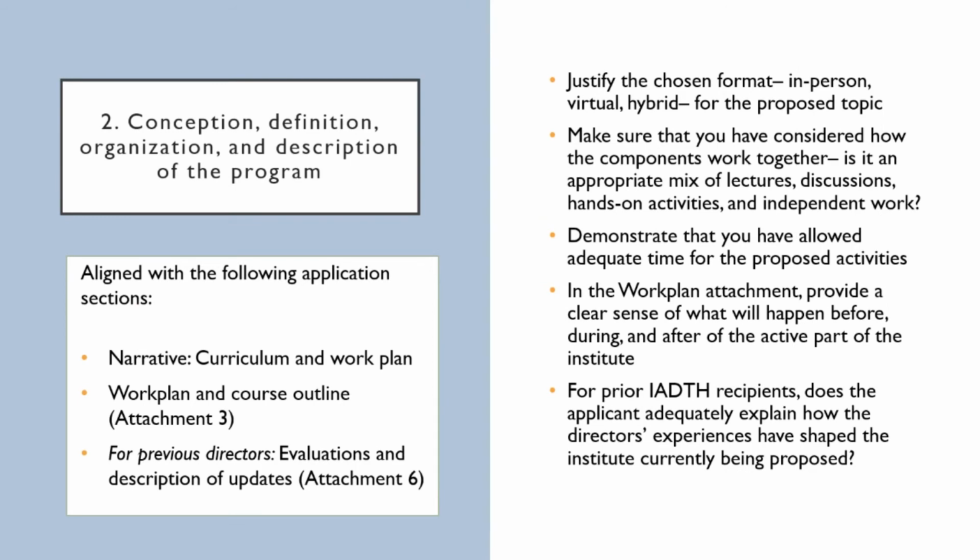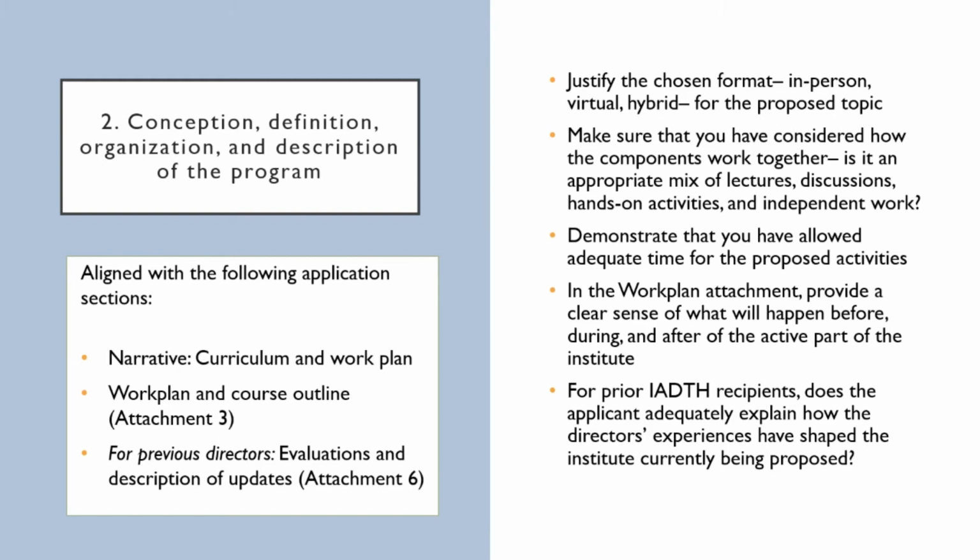Criterion 2 addresses the conception, definition, organization, and description of the program. It's the what of the proposed offering. In the narrative's curriculum and work plan sections, as well as the separate work plan and course outline attachment, you'll need to justify the chosen format, in-person, all virtual, or hybrid, for the proposed topic. If you're going to be offering it at multiple sites, have you thought about who might also co-host with you?